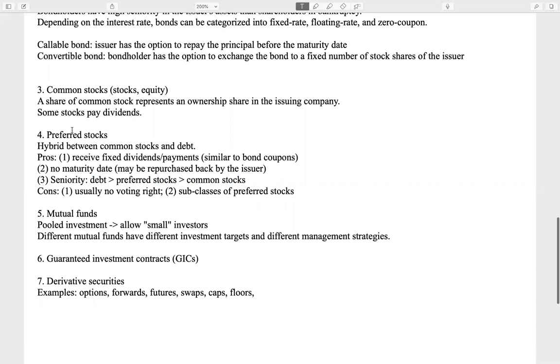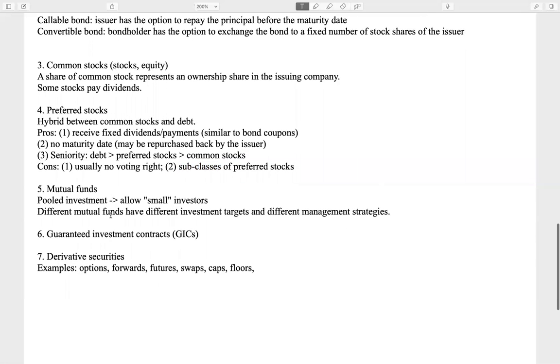A con with preferred stocks is that they are not owners, so usually they do not have voting rights. And there are many subclasses among preferred stocks, meaning there may be preferred stock 1, which has the highest seniority among all preferred stocks, and then preferred stock 2, preferred stock 3. They can be different subclasses.